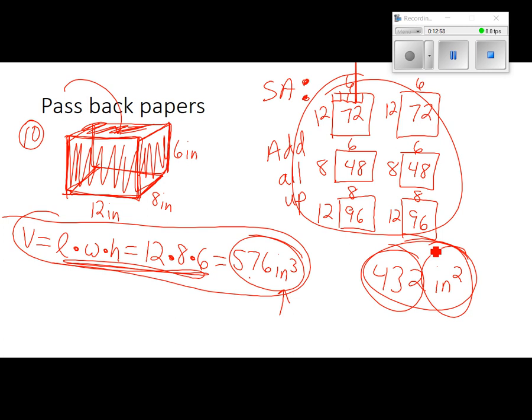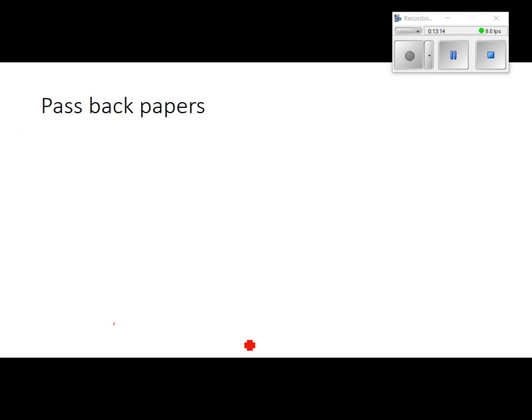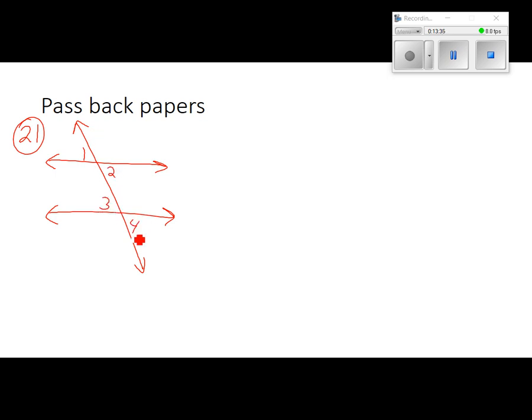Other questions? 21. We've done this a bunch of times, but somehow I got it wrong on the test, so I want to see it again. I write all those right.